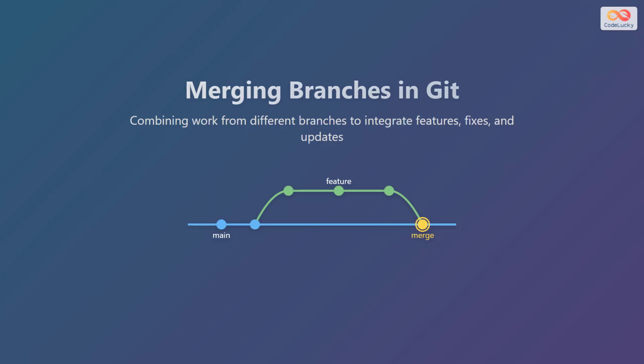In this video, we'll be covering merging branches in Git. Merging is the process of combining work from different branches to integrate features, fixes, and updates. Let's dive in and see how it's done.